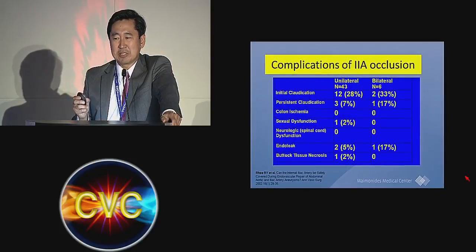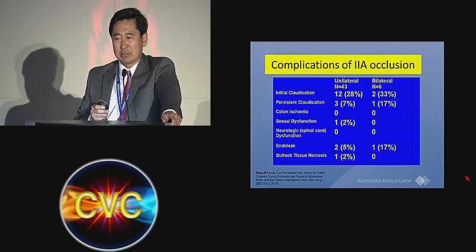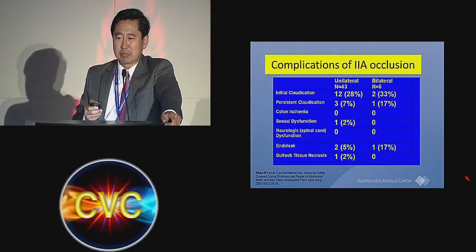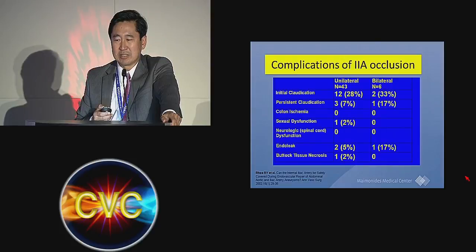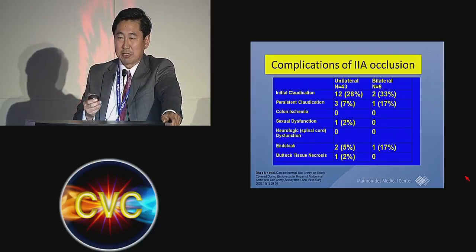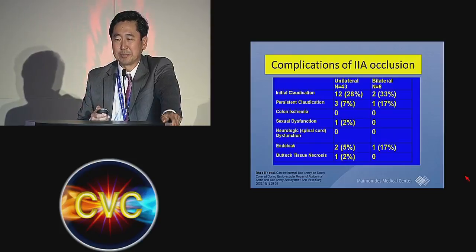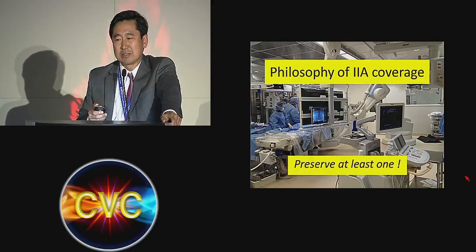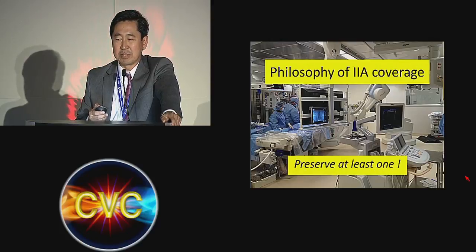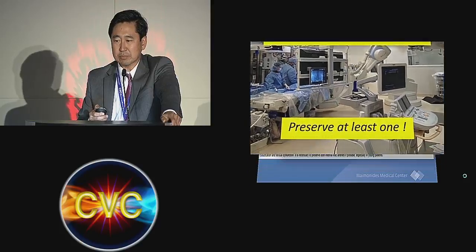but many of these patients had sequelae. As you can see, if you had bilateral internal iliac artery embolization, 33% had initial claudication, and 17% had permanent claudication, and even one patient had severe buttock necrosis, which is incredible. And once you see one of those, you don't want to ever see one of those again. So it's not without consequence. So our general philosophy at our aortic center is to preserve at least one, if you can.